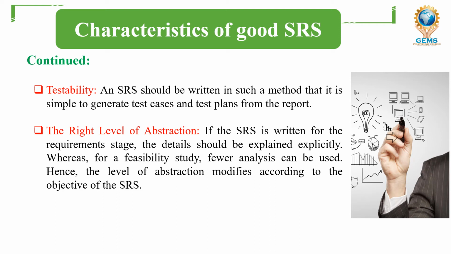Next we have testability. The SRS should be written in such a method that it is simple to generate test cases and test plans from the report. That means we are able to test the SRS if needed. Last we have right level of abstraction. If the SRS is written for the requirement stage, the details should be explained explicitly. Whereas for a feasibility study, less analysis can be used. Hence, the level of abstraction modifies according to the objective of the SRS.